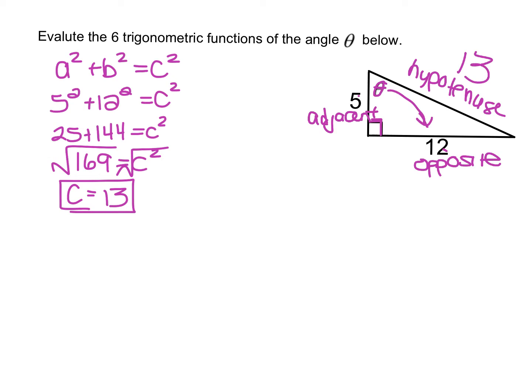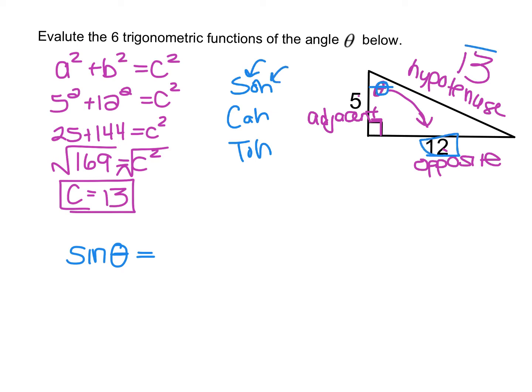So the next thing I'm going to do is find all 6 of my trigonometric ratios. I like to start with sine. So sine of theta, and remember your theta needs to be in there because that tells you which angle you're referring to. So sine theta, we're going to do opposite over hypotenuse because we have SOHCAHTOA. SOH, and sine is opposite over hypotenuse. So we take our opposite side length, which is 12, over our hypotenuse, which is 13.